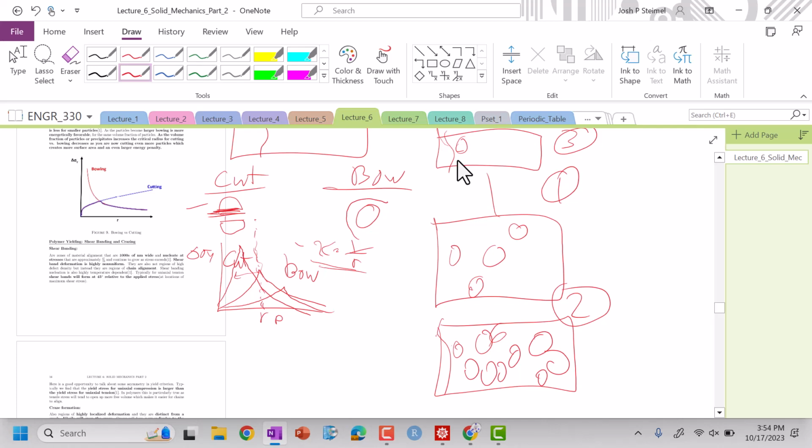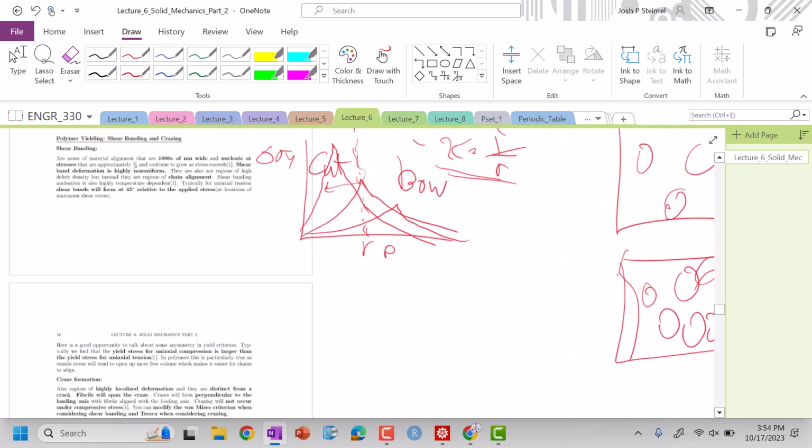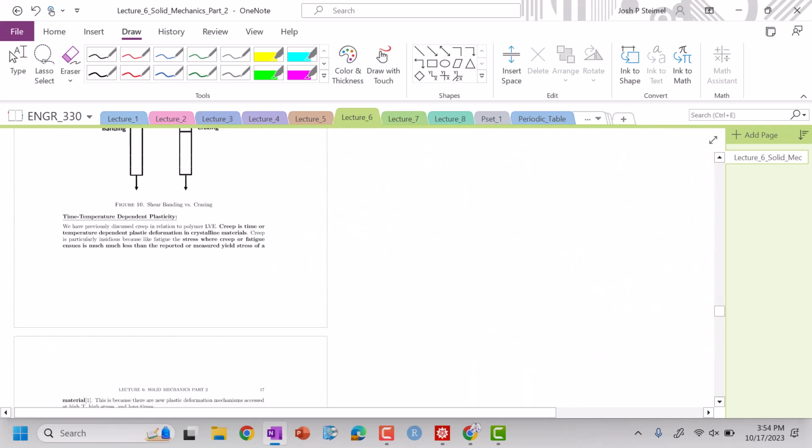And hopefully you have fun in your p-set with those types of problems. There's some additional information about yielding mechanisms, and we'll see that a little bit in the lab.